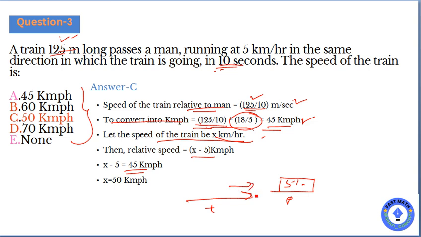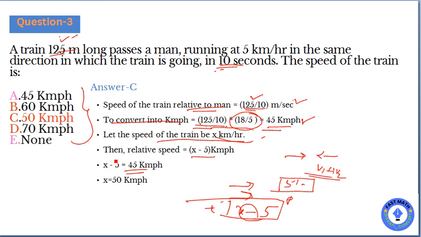What will the relative speed be? x is the speed of the train and the speed of the person is 5. That's why it is taken as x minus 5. Whenever both are going in the same direction, the difference of speeds is taken as the relative speed. When they are moving in the opposite direction, the relative speed will be the cumulative of the speeds, v1 plus v2.